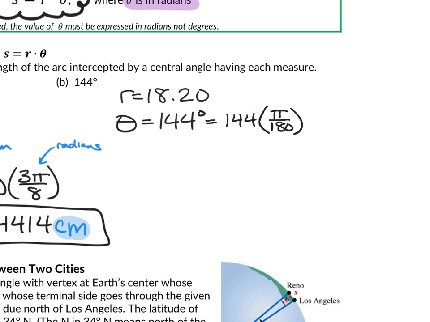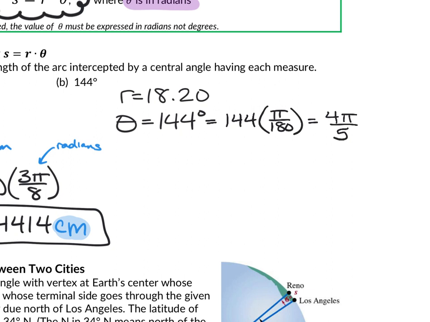This we can do in a calculator, but you're going to leave off the pi because we just want the fraction. So you would do 144 divided by 180. You'd end up with 4/5. So you're going to say 4 pi over 5. That's just the reduced version of this angle. Yes, so leave the pi in radians.